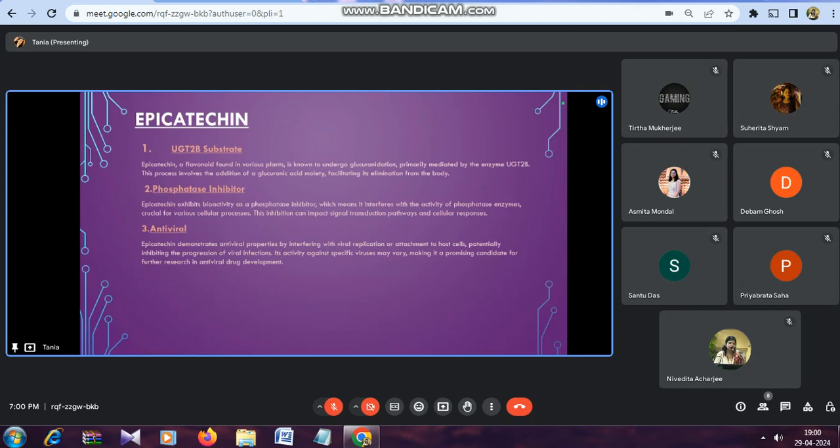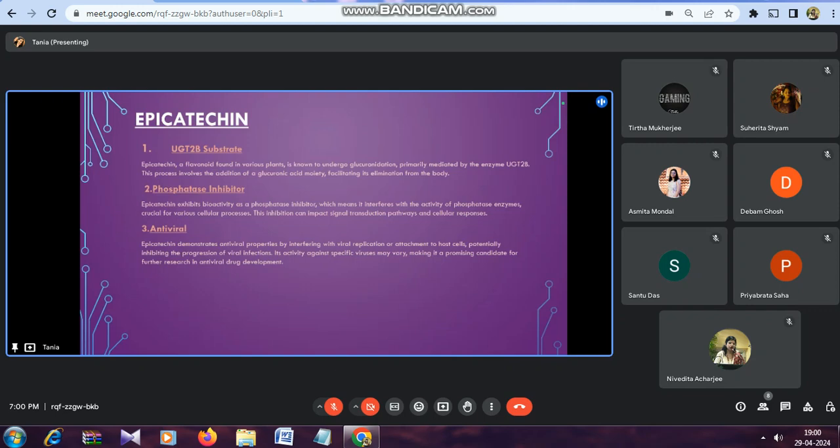Next is phosphatase inhibitor. An inhibitor is a substance that can prevent or slow down enzyme activities. A phosphatase inhibitor is a substance that specifically inhibits the activity of phosphatase enzymes. Epicatechin has been studied for its potential bioactivity as a phosphatase inhibitor. Research suggests that epicatechin may inhibit certain phosphatase enzymes, particularly protein tyrosine phosphatase, which plays key roles in cell signaling and disease processes.